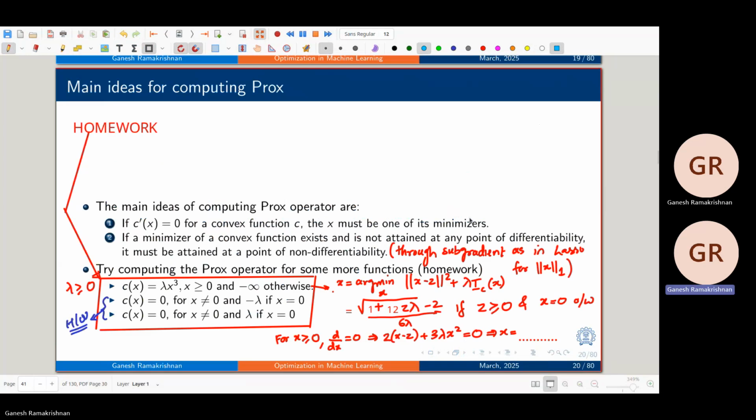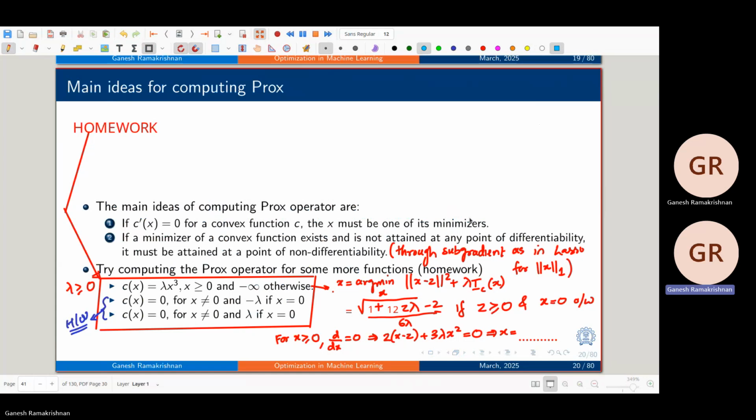Okay. So I would like you to do this little bit as homework. Try computing the prox operator for lambda x cube, that is C(x). Second, C(x) is 0 for x not equal to 0 and minus lambda if x is equal to 0. So it becomes minus lambda for a specific point and otherwise it is just 0. The third is, instead of minus lambda, it becomes plus lambda.